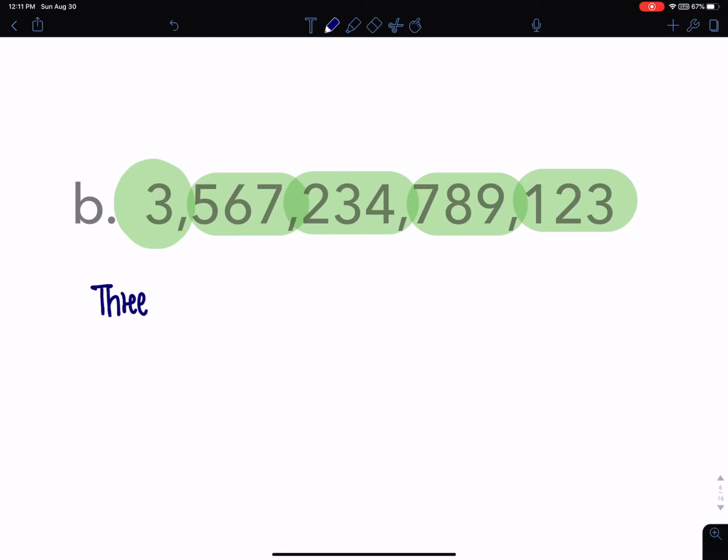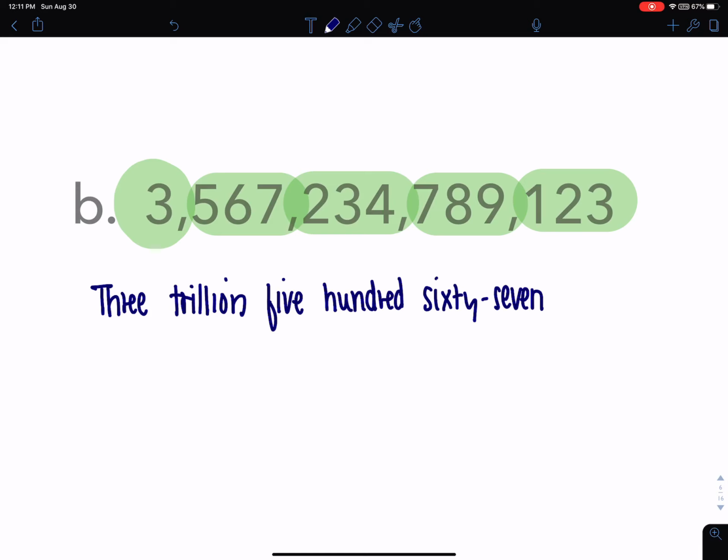All right, this one we have a ridiculously long number. So this is the ones. This is the thousands, the millions, the billions, and that's going to get us into 3 trillion. So we have 3 trillion. 567. So there's the hyphen rule. Billion.